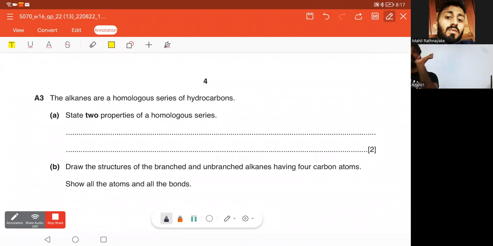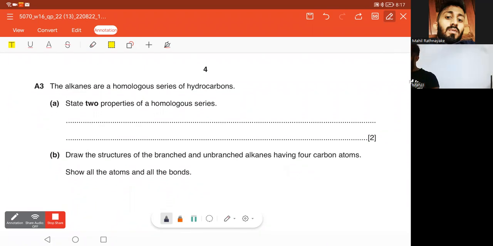We already finished alkane. State 2 properties of homologous series. Melting and boiling point increases down the group. They have one general formula. They have similar chemical properties. Can you understand? Viscosity increases. Write everything.